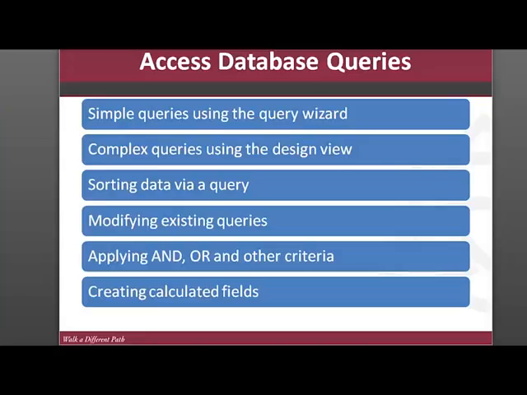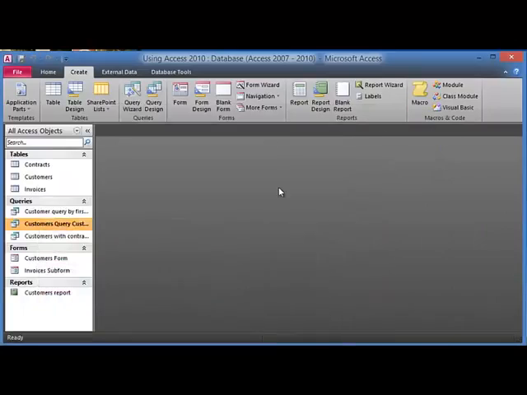In this session, I'm going to talk about item 2 here, using complex queries by utilizing the design view in Microsoft Access databases. So let's go back here to Access. Earlier we did simple queries using the query wizard through one table and multiple tables. So now let's say we have 3 tables here. We have the customers table, we have the contacts, and the invoices table.